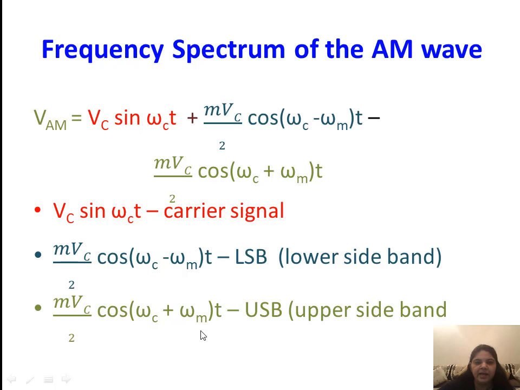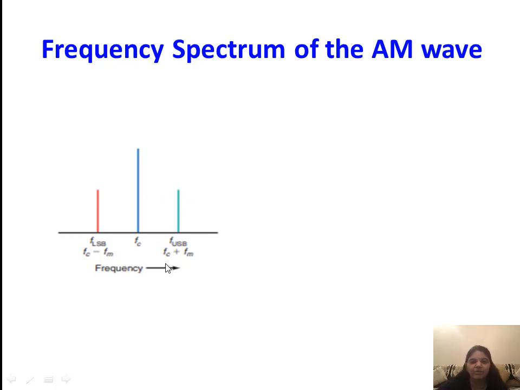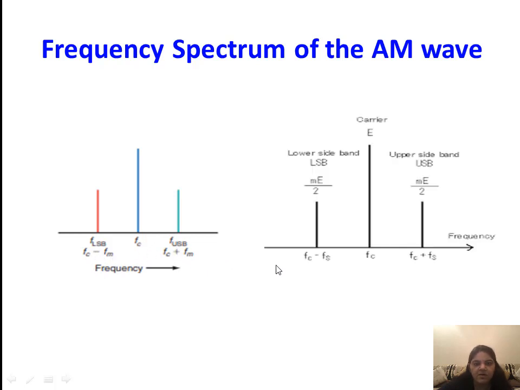Frequency spectrum of the AM wave. While you solve the example, you have to draw this spectrum and put all the values inside it. So this is the frequency spectrum of the AM wave: fLSB, fUSB, and the middle one is the carrier frequency, fc minus fm, fc plus fm. Now this is the complete spectrum. The middle one is the carrier, having the amplitude Vc according to our equation.